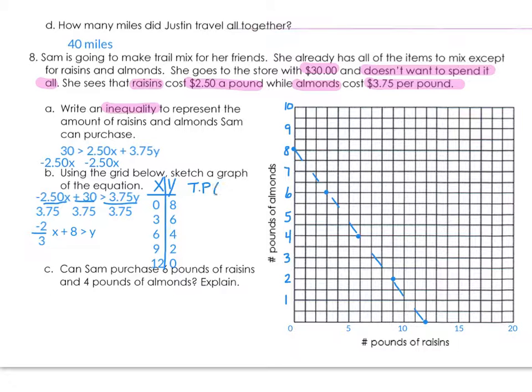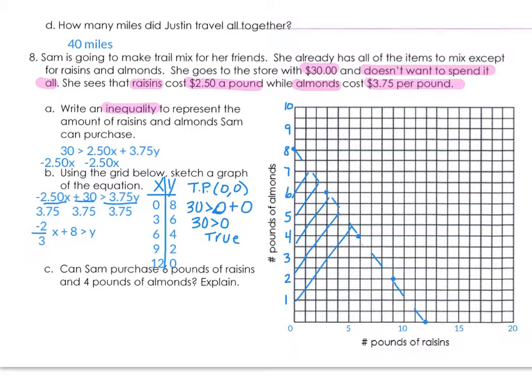So if I put in 0 in place of x and 0 in place of y, I end up with 30 is greater than 2.50 times 0, which is just 0, and 3.75 times 0 is just 0. So is 30 greater than 0? Yes, that's true. So that means that I am going to shade where 0, 0 is. So I'm going to shade all below this line.